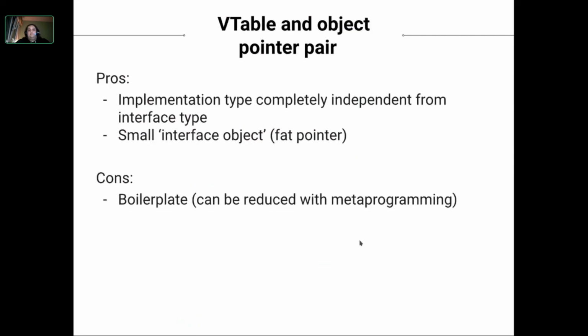So obviously the big advantage of this method is that the implementation type and the interface type are completely independent from each other. You could literally have a library A that defines some interface, and library B that defines some other type, and if this type happens to match the interface, then you can just use it with no wrapping, no anything. Also, the interface object is still quite small. It's just a couple of pointers, which is not too bad.